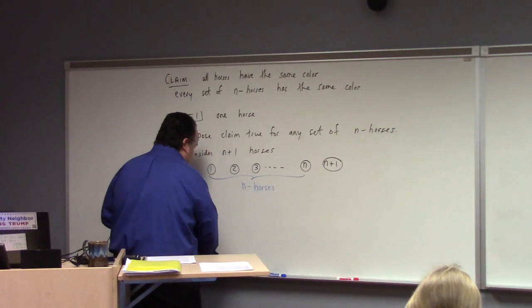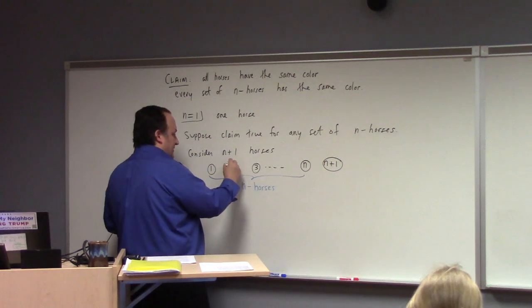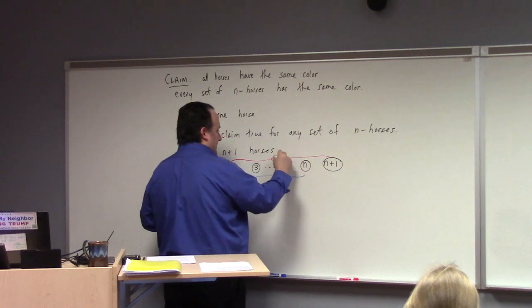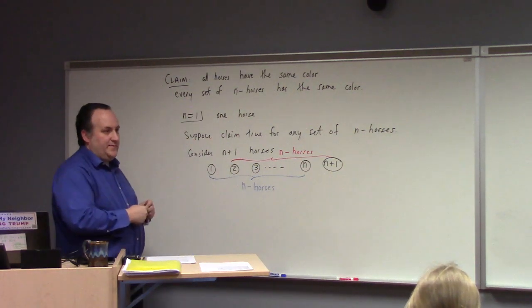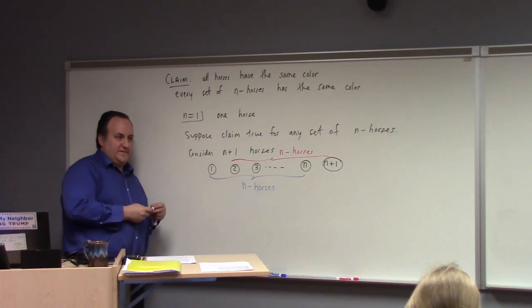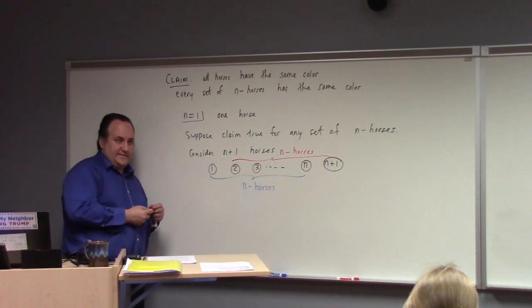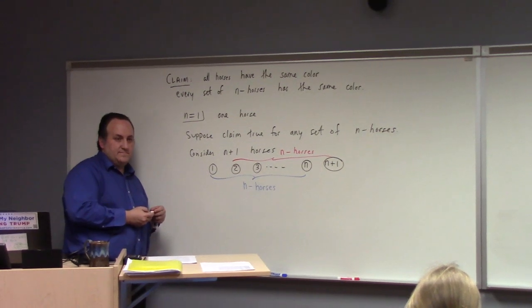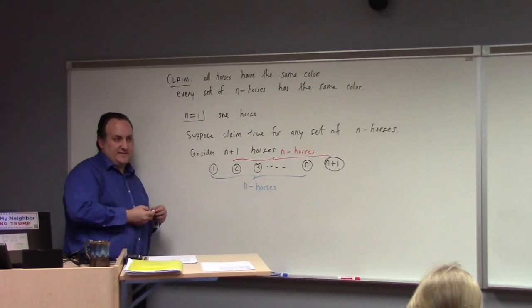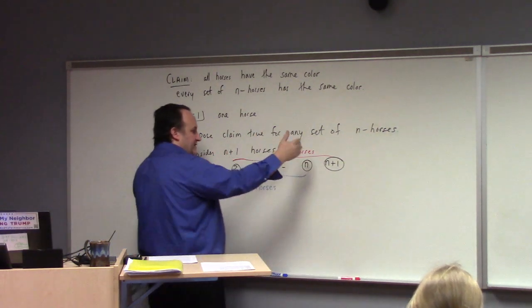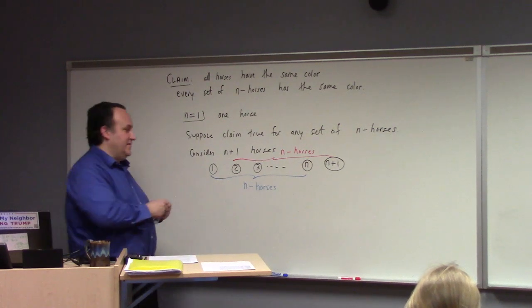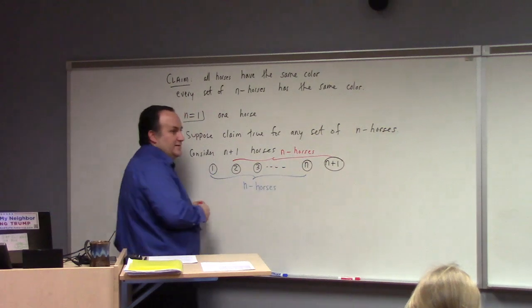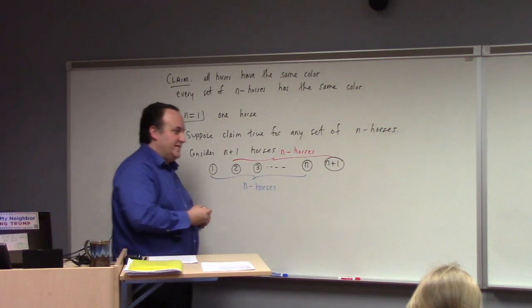On the flip side, if we just look at the last n of them, this is n horses, right? By the induction hypothesis, the first set of n horses and the last set of n horses each have the same color. But the horses in the intersection of these two sets have just one color, right? Therefore, the color of the first n and the color of the last n must be the same. Therefore, n plus 1 horses have the same color.